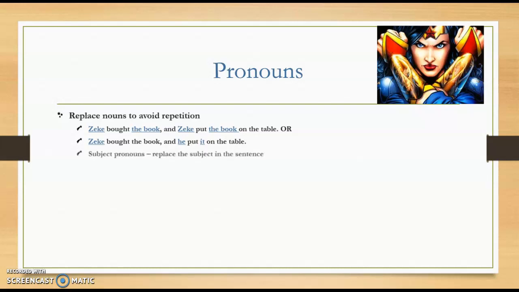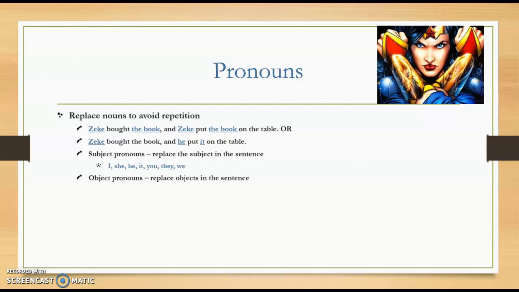Easy peasy. These are subject pronouns, Zeke, because the subject of the sentence does the action. So the action is buy or bought, right? Zeke did the action. What did he do it to? The book, and that would be the object pronoun. So what received the action of being bought? The book. He did the buying, Zeke.